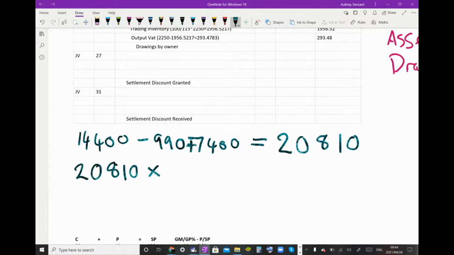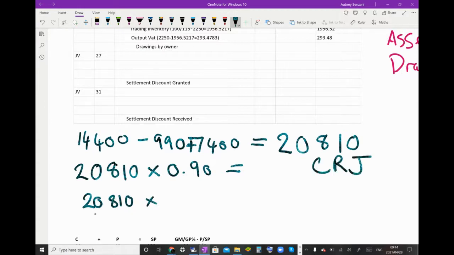how much was the discount? 90%. So sorry, 10% was the discount. So 90% is what he's going to pay us. But what we are interested in the general journal is the 10% discount. So then we say, this is for the cash receipts journal. Okay, very important. And this 10% is what we're interested in the general journal.